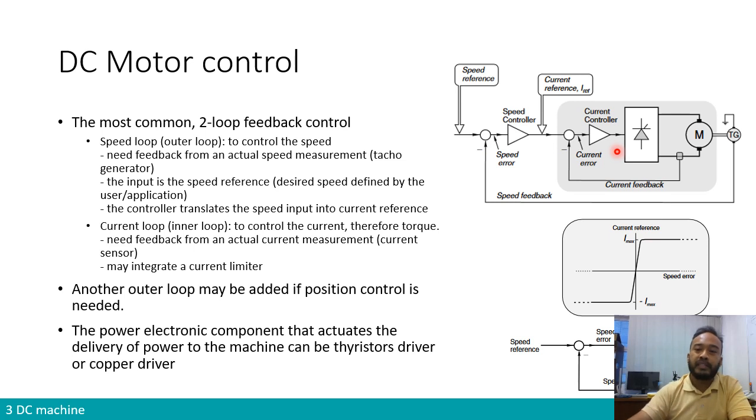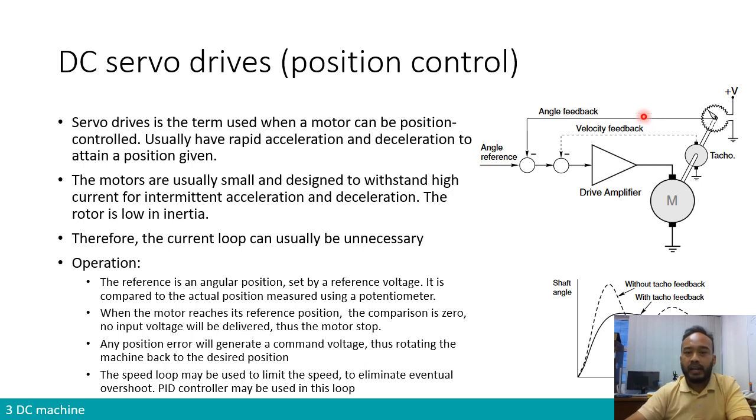If we remember just now, the firing angle is the moment in which we will switch on the thyristor. But it can also be a duty cycle for a PWM driver, for example. Okay, so now the other addition to that, if we need more than just velocity or speed control, we might also want to do position control.